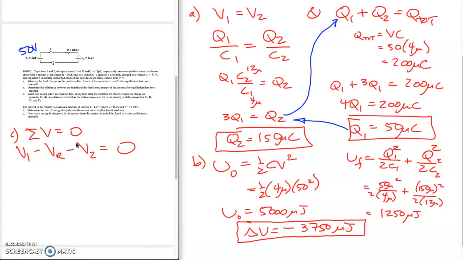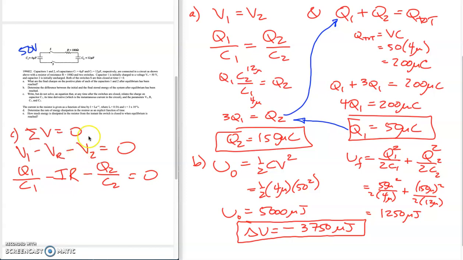All right, now V1 is going to be Q1 over C1. The voltage drop across a resistor is current times the resistance. The voltage drop across capacitor 2 is going to be Q2 over C2, equals 0. Now, Q2 is not allowed to be in there. Why not? It's not one of the givens. Q1 is the charge on capacitor 1. Q2 is not the charge on capacitor 1.